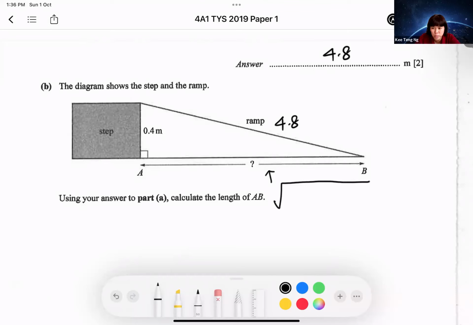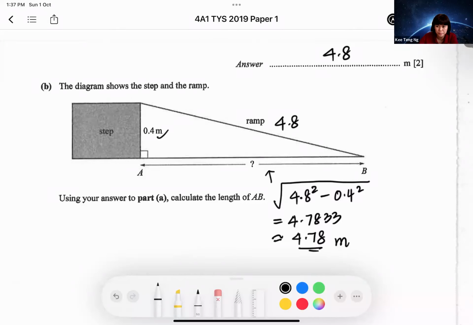Which number minus which number? 4.8, what must we do to it? 4.8 squared minus 0.4 squared. Square root of 4.8 squared minus 0.4 squared, and that will give me the number 4.7833. Rounding off to 3 significant figures, 4.78 meters. Is it meters? Yes, meters. Have you gotten the answer?